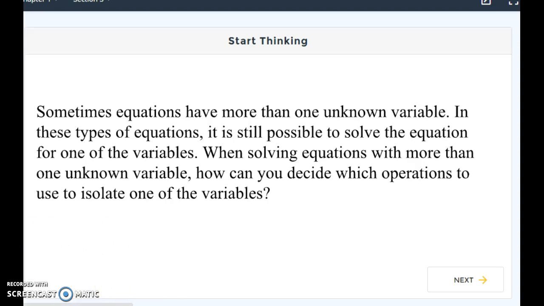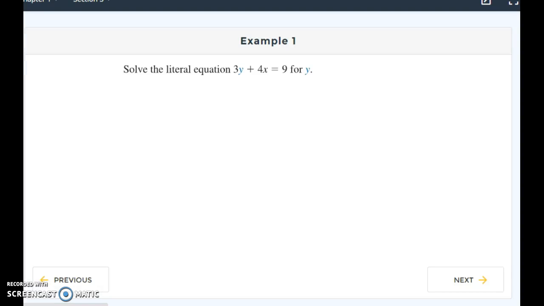Sometimes equations have more than one unknown variable. We've been looking at equations that have one unknown at this point, most of the time x, and solving for that x. Sometimes we'll have more than one variable, but we still need to be able to solve that equation for a variable. Just remember, solving means getting that variable by itself. So here's our first equation. We're going to solve the literal equation. A literal equation is an equation that has two or more variables. This would be a good vocab word if you haven't written this one down yet.